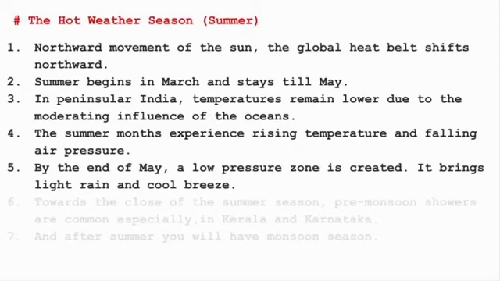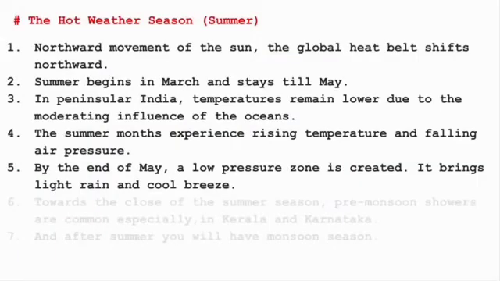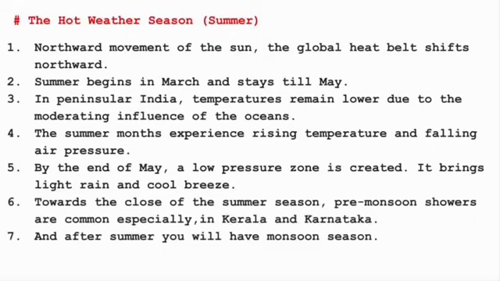And then by the end of May, when summer comes to an end, this low pressure zone created in the land mass attracts the wind coming from the high pressure zone, that is, from the sea. And when the wind moves from the sea towards the land mass, it carries small water particles which burst and cause showers. And what comes after the summer season? We have the monsoon season. So the monsoon wind that comes from the southwest, that is from the Arabian Sea, brings rain to our country.